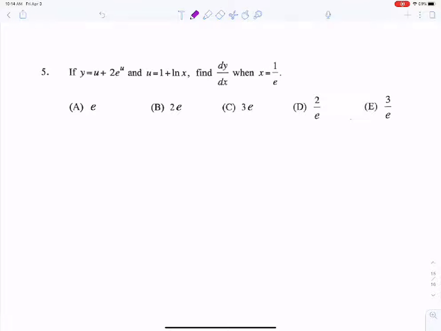Okay, what do we got here? If y equals that stuff and u equals that stuff, find dy/dx where x equals 1 over e. Okay, so let's see what we have here. We're supposed to find dy/dx. And we are given that y equals this, and that u equals this.